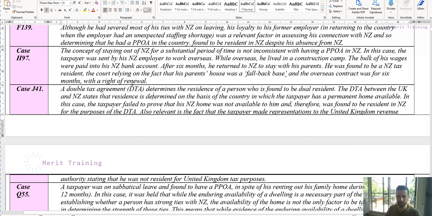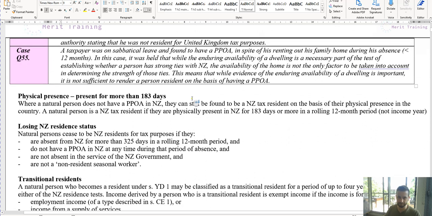This case says that a DTA determines the residence of a person who's found to be a dual resident. The DTA between the UK and New Zealand, which was the relevant one for this case, states that residence is determined on the basis of the country in which the taxpayer has a permanent home available. In this case, the taxpayer failed to prove that his New Zealand home was not available to him and was therefore found to be a resident in New Zealand for the purposes of the DTA. Also relevant is the fact that the taxpayer made representations to the UK Revenue Authority stating he was not a resident for United Kingdom tax purposes. So it's basically just saying a DTA can determine your residence.